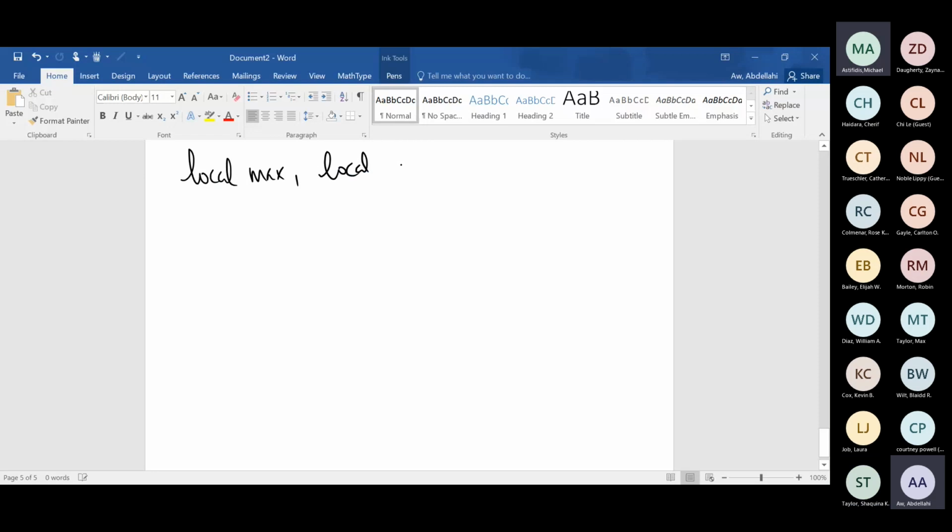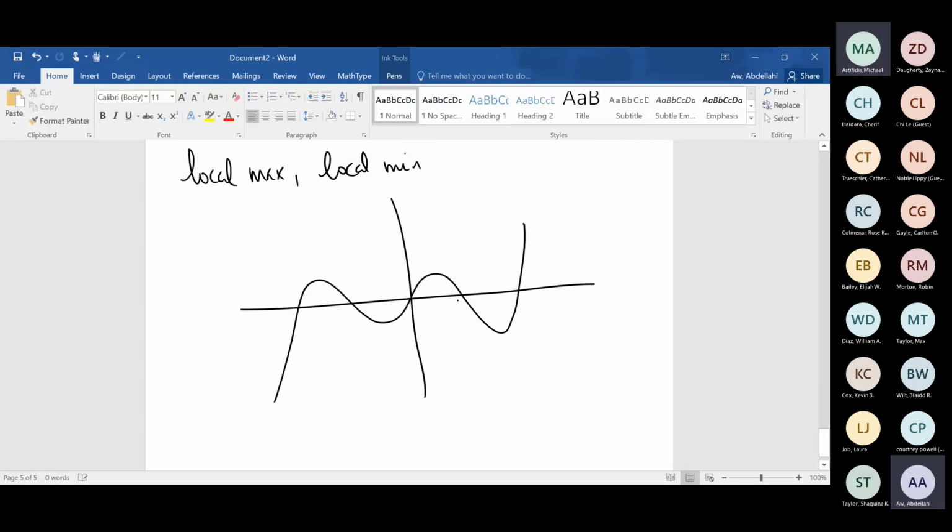We're going to try to count them. For instance, this one right here, if you look at this polynomial, how many local maximum do you see? How many? Two. 2 local maximum.